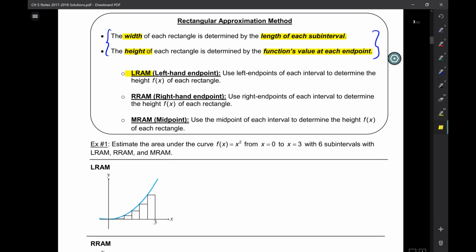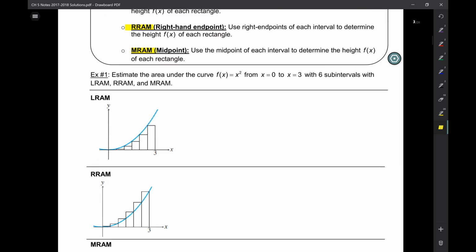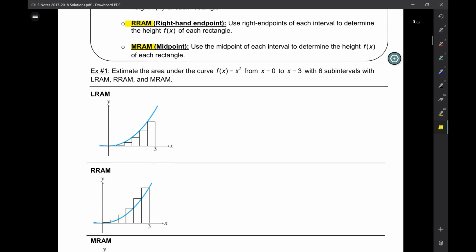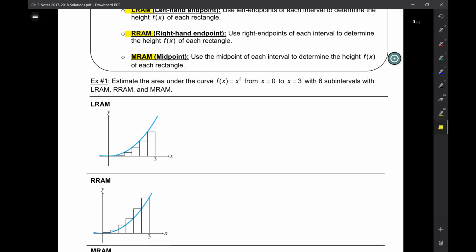Each of these is called LRAM, left rectangle approximation method, RRAM, right rectangle approximation method, or midpoint RAM. Okay? All right. So let's estimate the area of this. The curve we're looking at is f of x equals x squared. We're going to go from 0 to 3 with 6 subintervals. So you need to know all of that information.